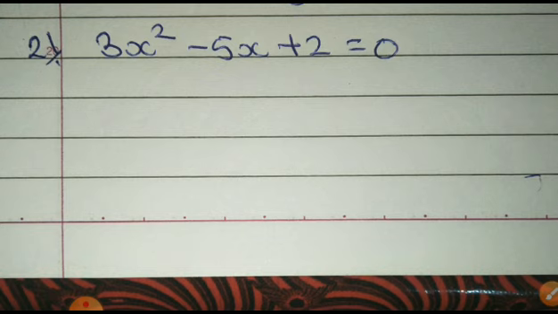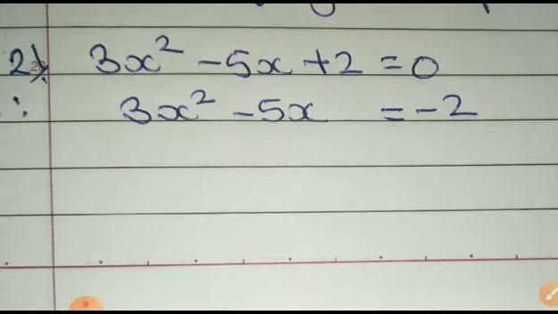Now see, the next is 3x square minus 5x plus 2. Now, what is our first step? X terms on one side, and the other side will be a constant term. So I can write it as 3x square minus 5x is equal to minus 2. Clear? Now, what was the next step?